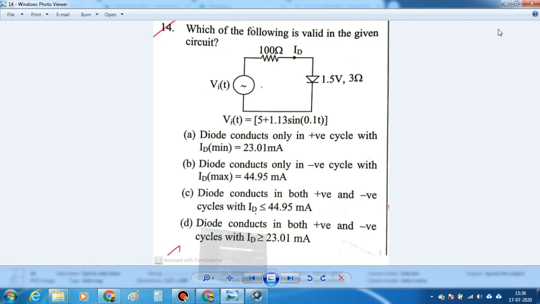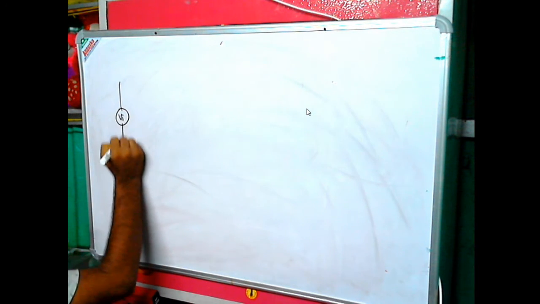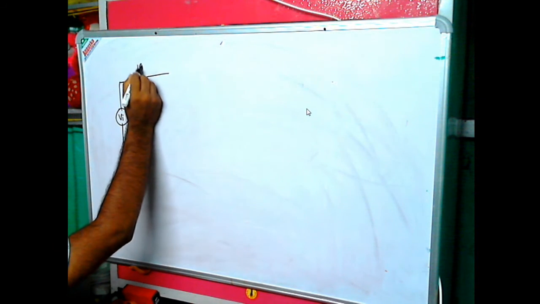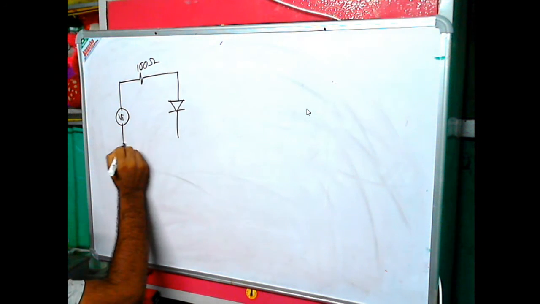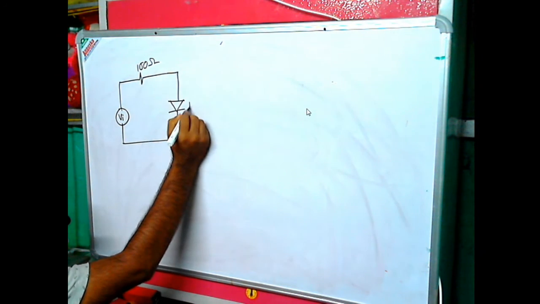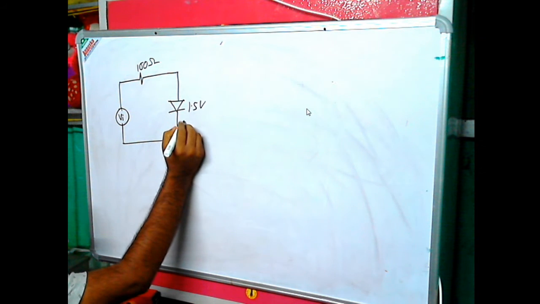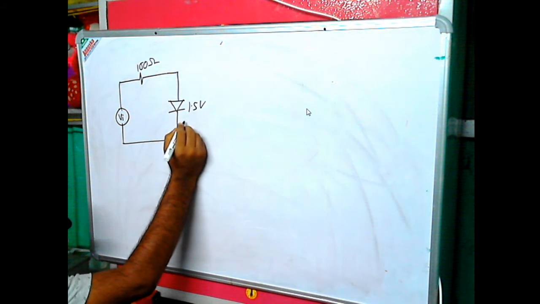So question number 14, which of the following is valid in the given circuit? Okay, so this is the circuit. The input voltage has the DC component 5 volt and a sinusoidal component 1.13 sine 0.1t. So you can see the input voltage Vi, and a 100 ohms resistor and a diode is there, and the cut-in voltage is 1.5 volt, and the linear resistance of the diode is 3 ohms.